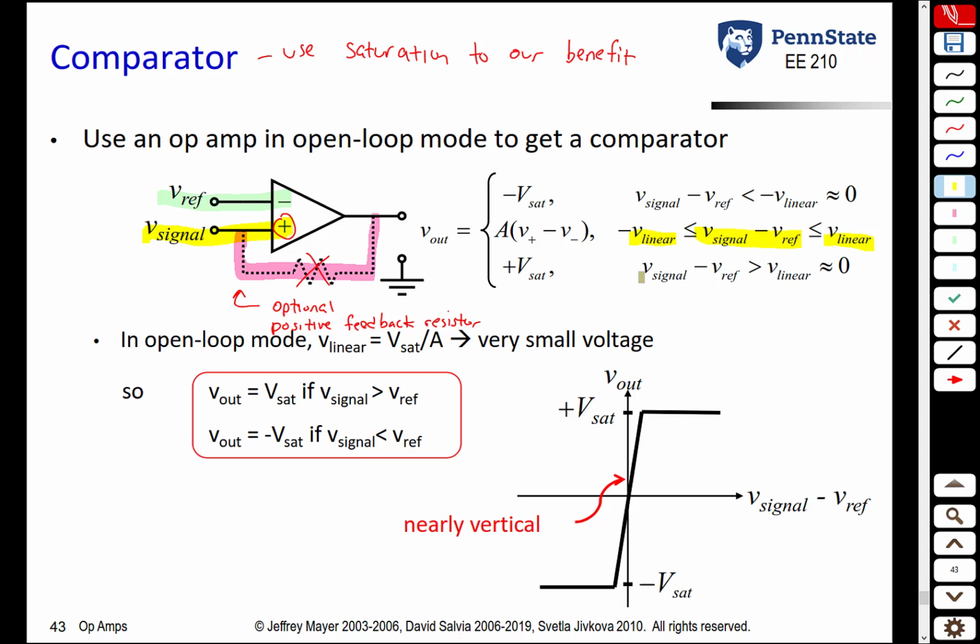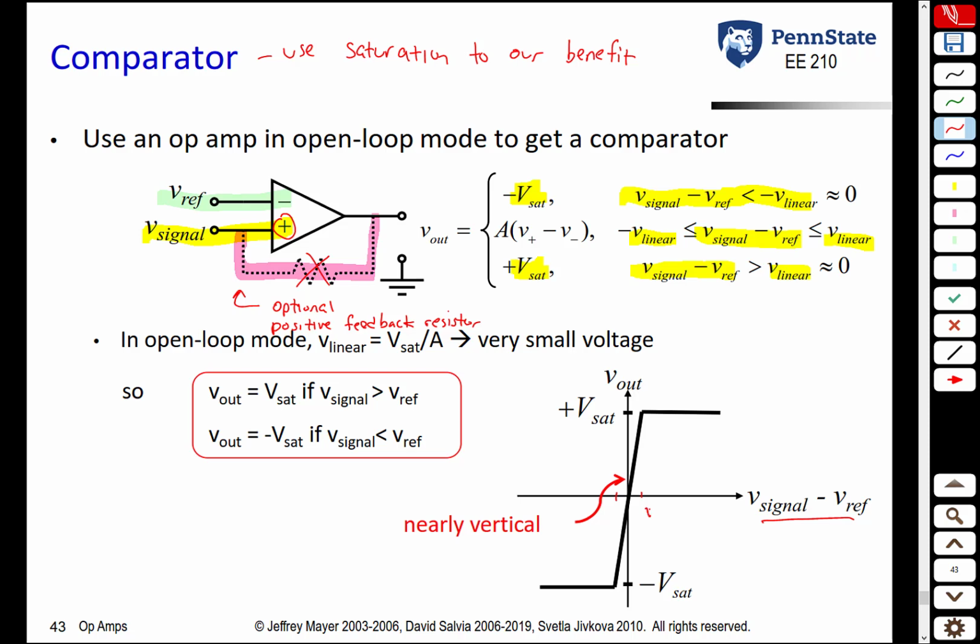If the difference between the signal and the reference is greater than the linear region, we're basically going to saturate at the positive voltage, and if the signal minus the reference is less than the linear value, it's going to saturate to negative VSAT. And this is shown on the bottom here. So here we're plotting on the x-axis V signal minus V reference, and on the y-axis we're measuring V out. And what we see is the linear region is going to be very narrow.